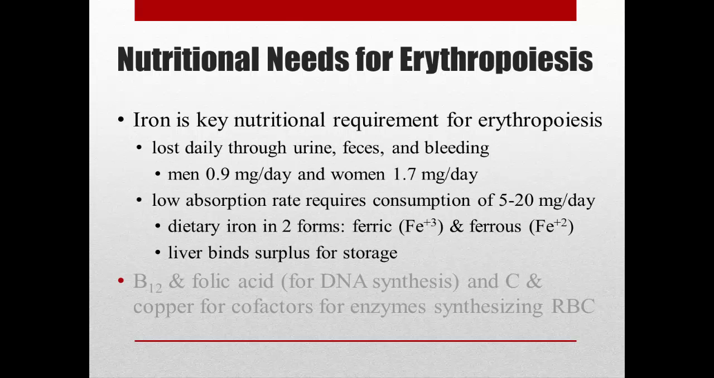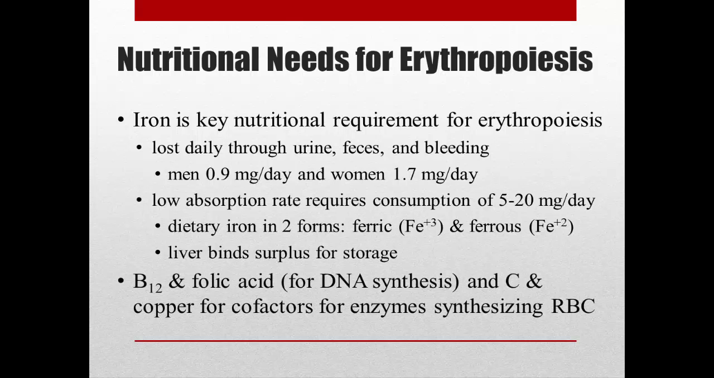Some other things we need besides iron are B12 and folic acid. These are used for DNA synthesis, so we need these, plus some vitamin C and copper, to synthesize red blood cells, or frankly, any of the other cells. So if we need to make white blood cells or platelets, we need the B12 and folic acid and C and copper as well.